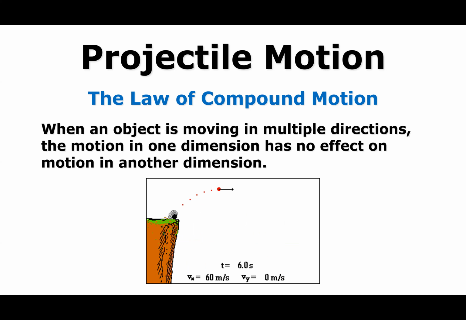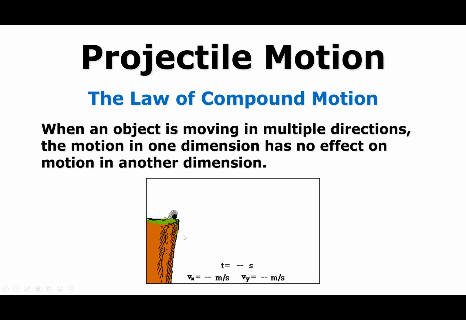In the animation at the bottom, you can see something is being launched off a cliff, this time not horizontally, but at some other angle. And you can see the data down here at the bottom of the animation. Time is passing and the vertical velocity is changing, but the horizontal velocity is not. So even though the vertical velocity is changing, the horizontal velocity is unimpacted. And even though the horizontal velocity stays constant, the vertical velocity still can change.